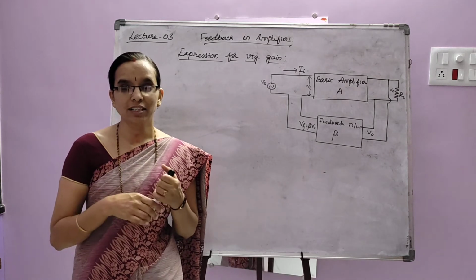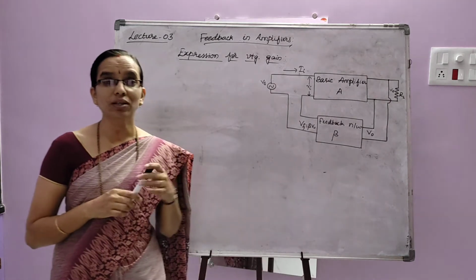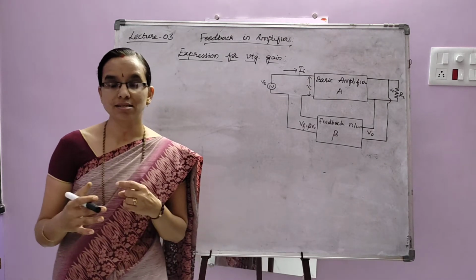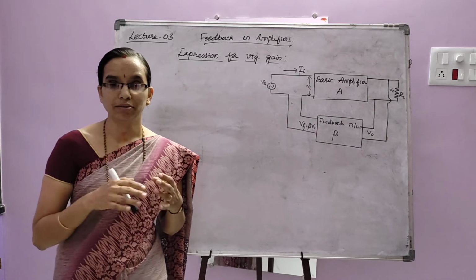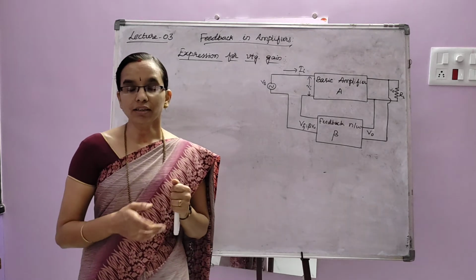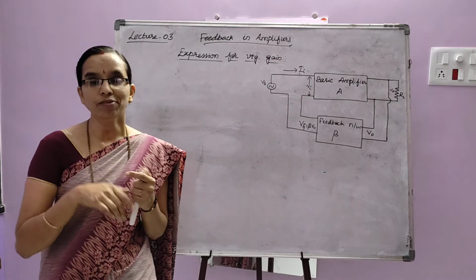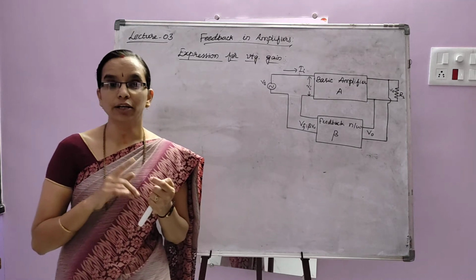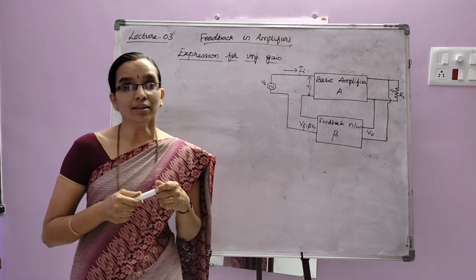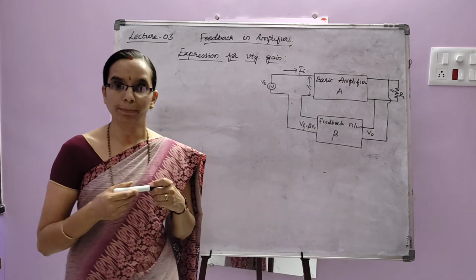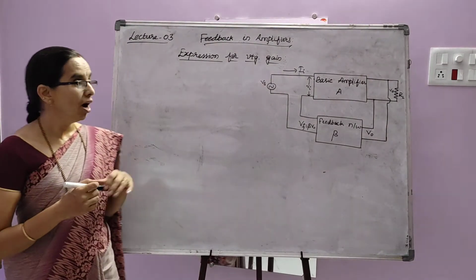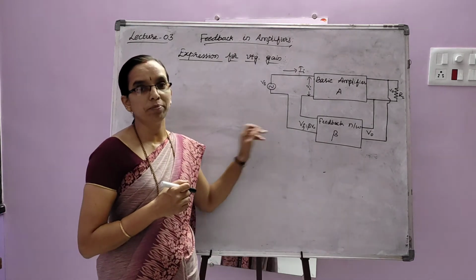Among the four feedback connections, the most used feedback connection is the voltage series negative feedback connection. So whatever we are going to discuss, the parameters of amplifiers, voltage gain, input impedance, output impedance, bandwidth, everything that we are going to derive is only for the voltage series negative feedback amplifier. That is the most desired one, and it is used in most of the amplifiers. So now we are going to derive an expression for the voltage gain of the voltage series negative feedback amplifier.